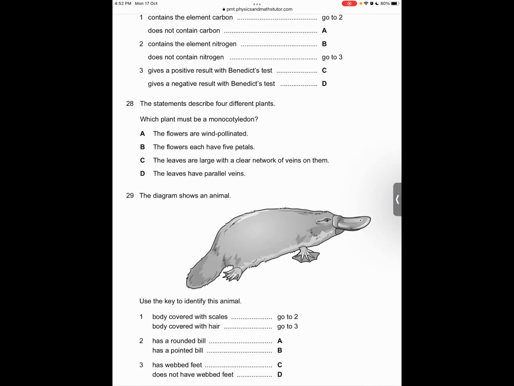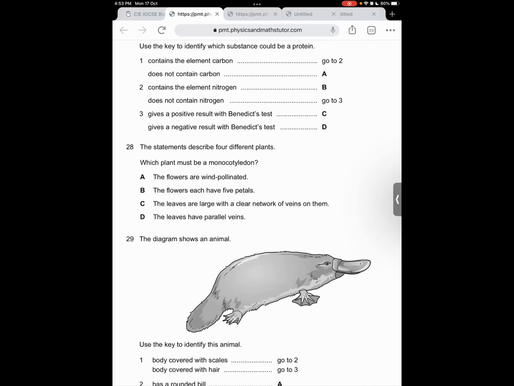Miss, what? It's B. Monocotyledon. Yeah. The leaves don't have parallel veins. Miss, oh yeah, they do. Question 28 is D. Okay, so the leaves have parallel veins.